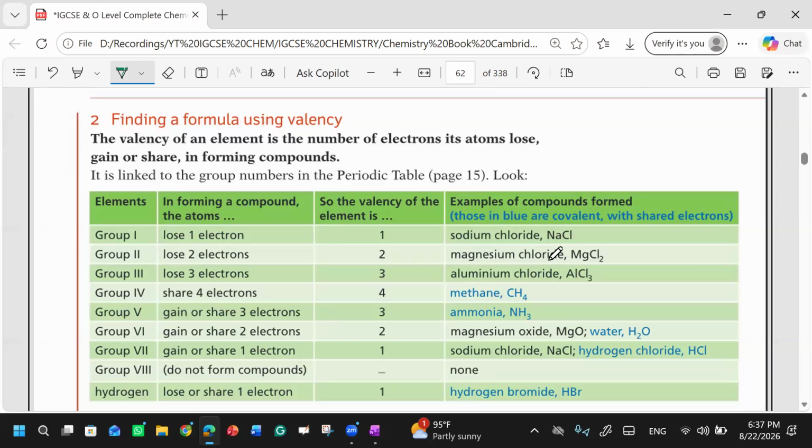For example, if we talk about group number one, what is the valency of the elements of group number one? It will be one. One electron. It means they have one electron. So what can they do? What are the possibilities of group number one atoms? They can make a bond with one other species, right? Only one other atom.